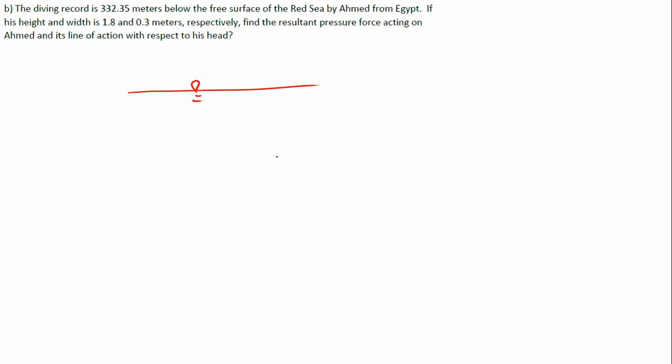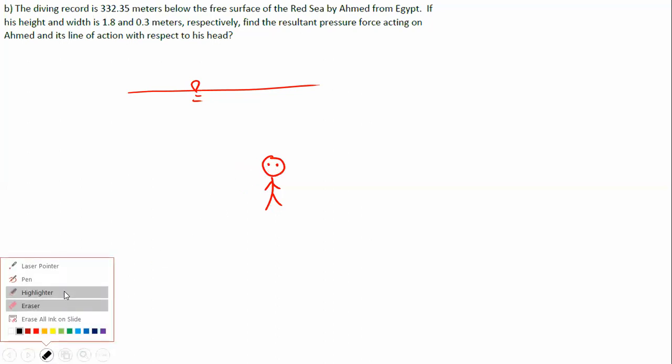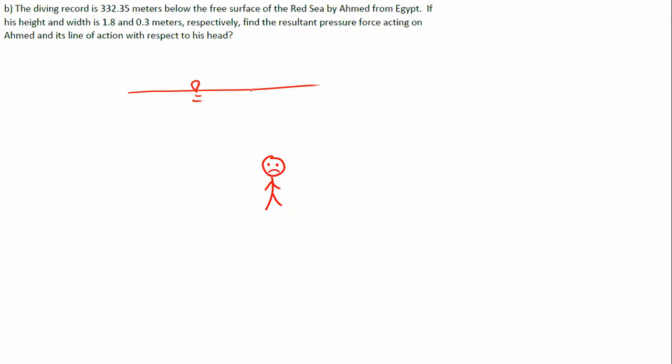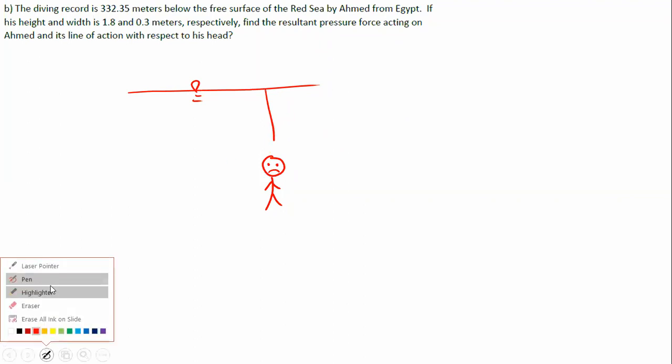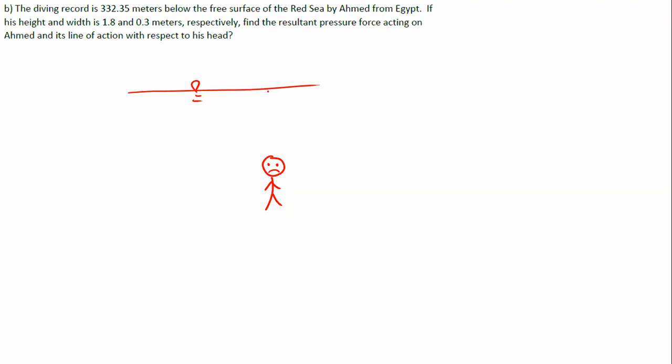Let's see, by Ahmed from Egypt. So there is a person, that person has the diving record here. So let's see, he's not happy. And the record is the distance from the top surface to the free surface, this 1 meter. And his height is, you can assume that this person is a rectangular body, which is very similar to the phone example. And here you will have the width, which is 0.3 meters, and the height will be 1.8 meters, okay? You can assume this value here, and find the resultant pressure force acting on Ahmed.